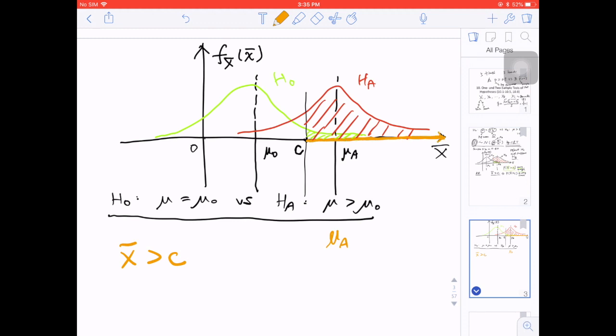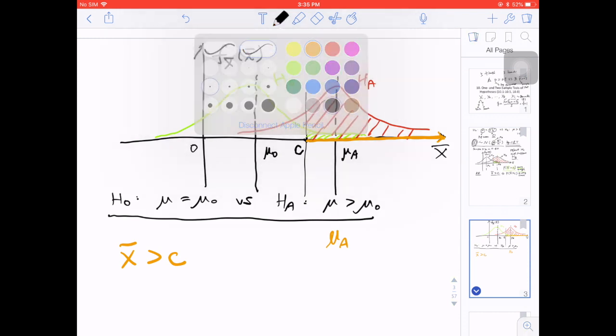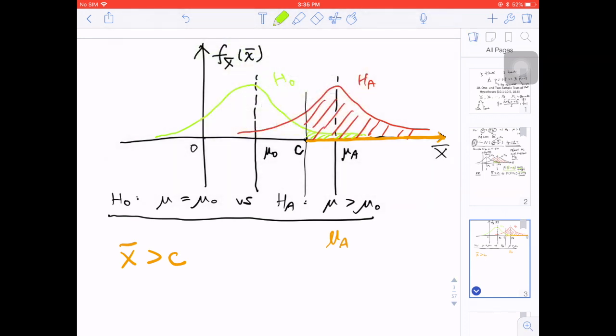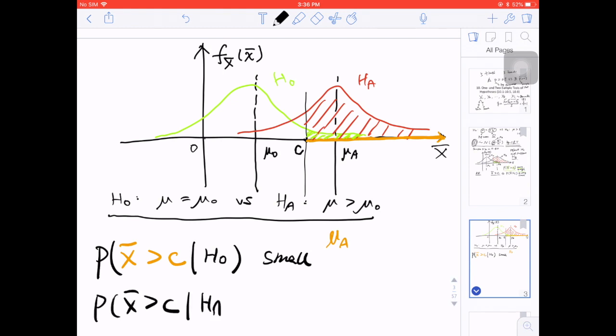Within this interval, and under the assumption of H0, as you can see, the green curve, the green area, right? The green area is what we want. So the probability that x bar is larger than c, given the condition that H0 is true, is very small, right? So this is the corresponding green area. However, on the other hand, the probability that x bar is larger than c, given that the alternative hypothesis is true, which is the red shaded area, is large compared to the green area.